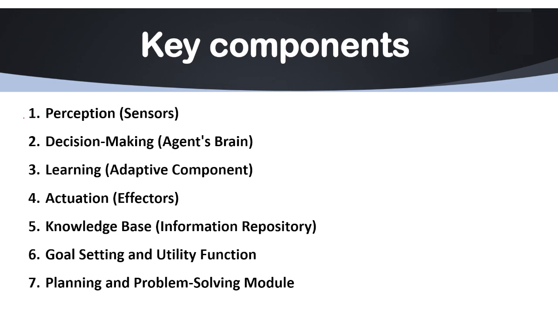These components include perception, that is called memory or sensors. Another is decision making, that is the agent's brain. Learning, that is the adaptive component. Actuation, which is called effectors. Knowledge base is the information repository. Goal setting and utility function. And the last point is the planning and problem solving module. We will discuss all these points in detail with some real life examples. All right, so first we have sensors.